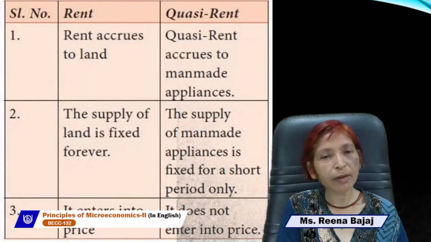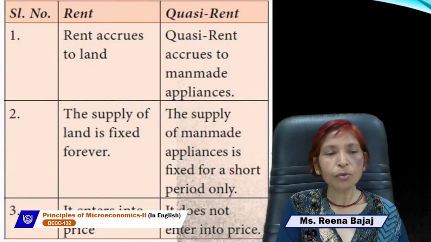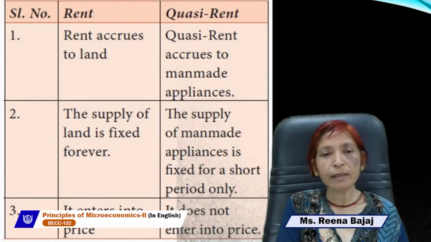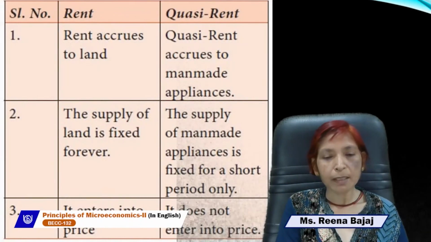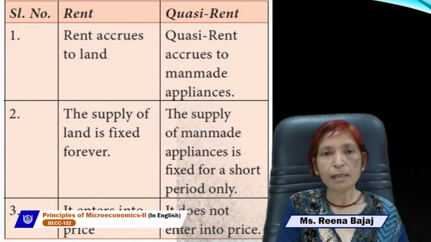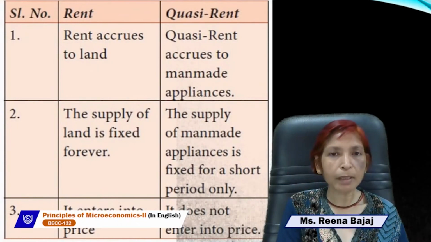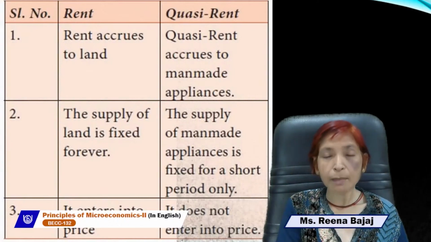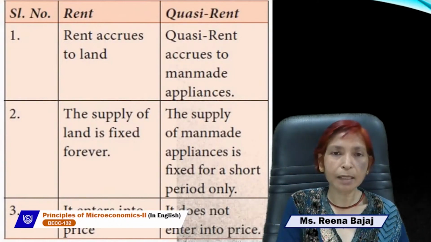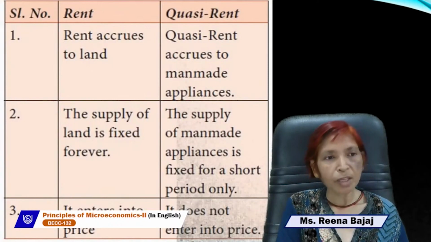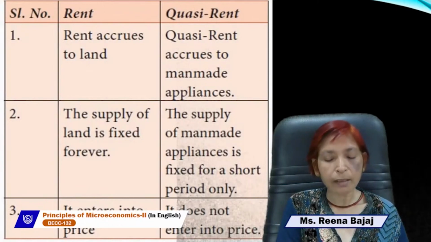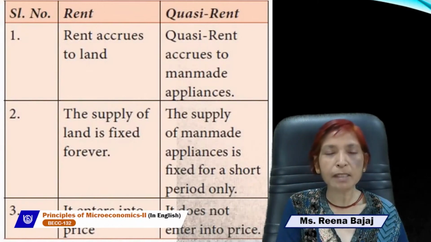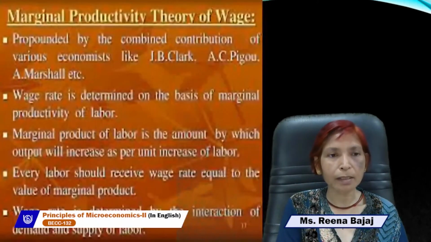Next, what is the difference between rent and quasi-rent? Rent accrues to land only, but quasi-rent accrues to man-made appliances. The supply of land always remains constant, whether in the short period or the long period, but the supply of man-made appliances remains constant only in the short period, not in the long period. Rent enters into prices. Quasi-rent does not enter into prices. This is the basic difference between rent and quasi-rent.